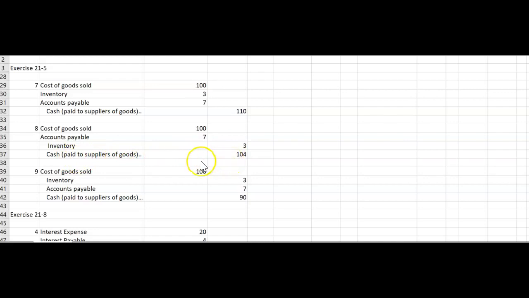In number 9, cost of goods sold remained the same at 100. Inventory decreased by 3, so that would be a credit to inventory. Accounts payable increased by 7, and cash paid to suppliers is a credit of 90.